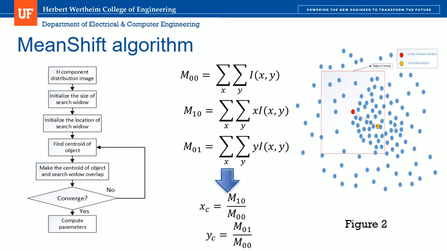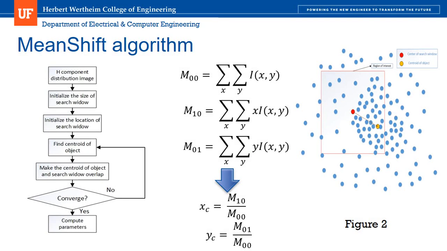M00 is the zeroth moment, M01 and M10 are the first moment, x y is a position, and I(x,y) is the distribution at the position x y. And the coordinate of the centroid: xc equals M10 over M00, yc equals M01 over M00. When the object centroid is found, the algorithm moves the centroid of the search window to the centroid of the object till the threshold is fulfilled, and it converges.